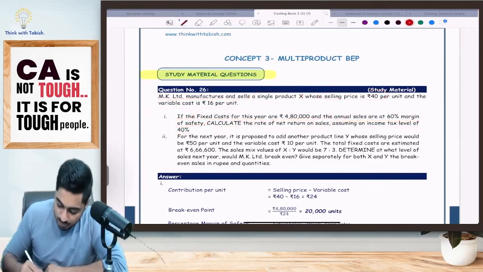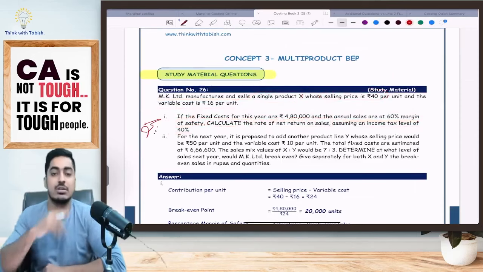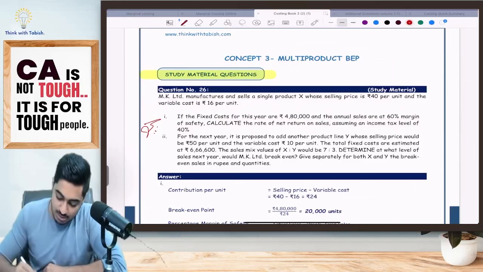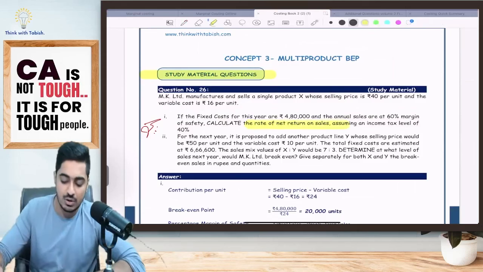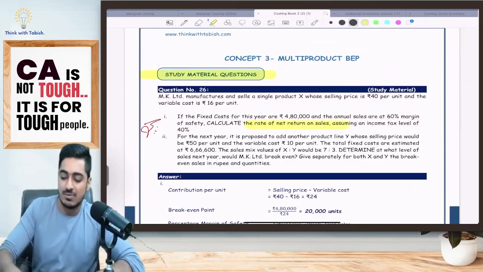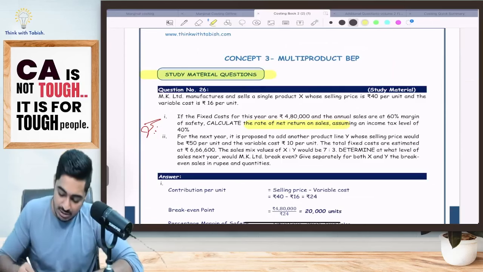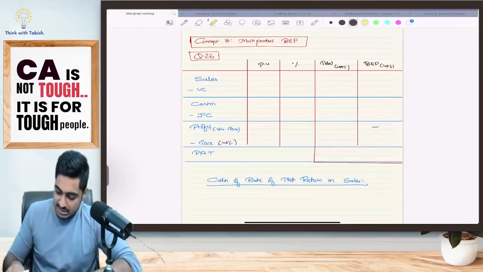Okay, this is something new. Pay attention. Income tax is also there. So, what is the question asking? Calculate the rate of net return on sales. Firstly, let me write down all the data. Then whatever is there, we will think about it slowly one by one. Yes or no, everyone? I've told you, keep it simple. Write down the data. Okay, sir, let us write down the data.